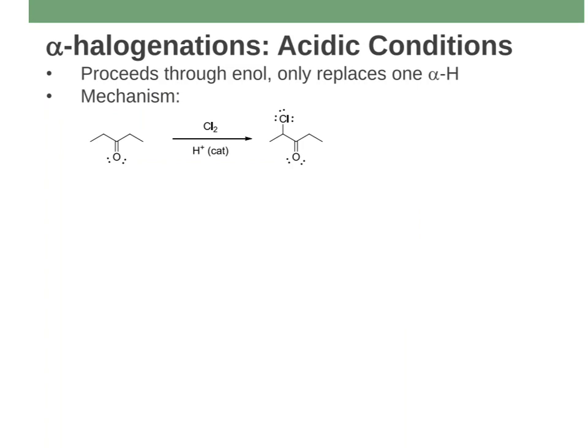So under the acidic conditions, right? Let's look at the acidic conditions here for this alpha halogenation. It's going to proceed through the enol, and that's what we'll see in the mechanism in a second. And like I said before, it only replaces one of those alpha hydrogen atoms. And let's take a look at the mechanism so we can see a little bit better why.